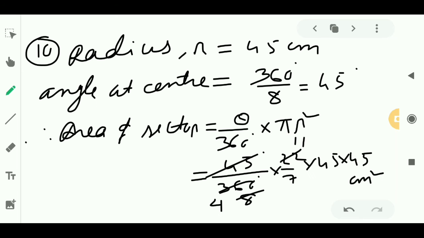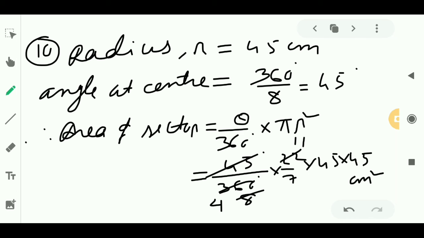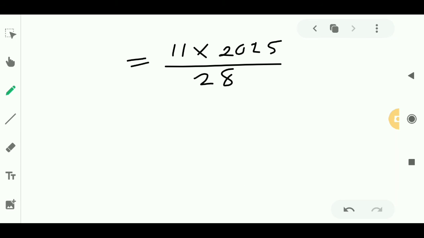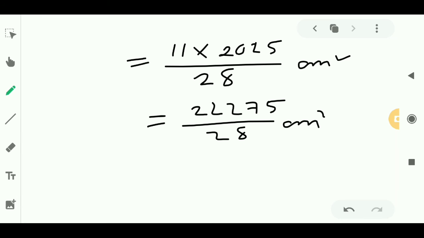So it equals 11 into 2025, divided by 7 times 4, which is 28 centimeter square. So we need to multiply 11 and 2025, and it will be 22275 by 28 centimeter square. We can keep the answer up to here, or we can convert to decimal. Since the number is very big, I think keeping it up to here is better. So this one will be your answer, question number 10 answer.